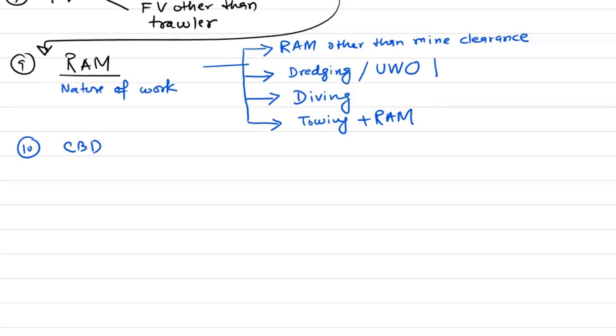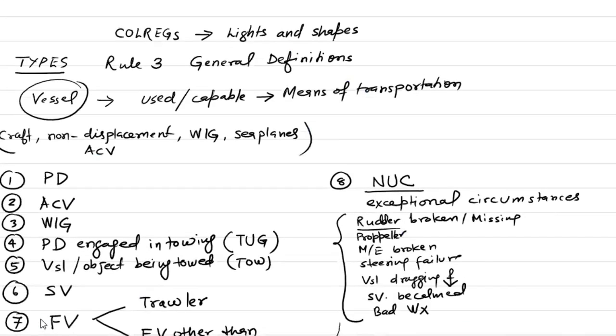Right. So let's come to the CBD. Can you define CBD? Yes, sir. This is a vessel constrained by her draft. It means a power-driven vessel which, because of her draft with respect to the available depth and width of navigable water, is severely restricted in her ability to deviate from the course she is following. All right. Very good. So here the keyword: first of all, the CBD is nothing but a power-driven vessel.